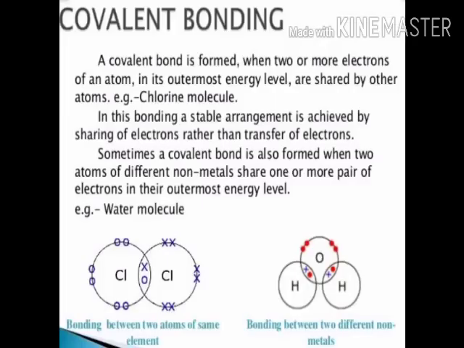Now moving on to covalent bonding. A covalent bond is formed when two or more electrons in the outermost energy level of an atom are shared with other atoms, like the chlorine molecule. In this bonding, a stable arrangement is achieved by sharing of electrons rather than transfer of electrons, as we have seen in case of ionic bonding. Examples shown over here: in the chlorine molecule, one electron each is shared by two atoms to complete the octet, and the water molecule also contains covalent bonding.